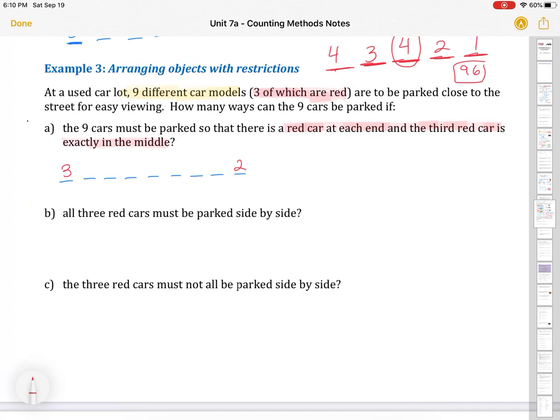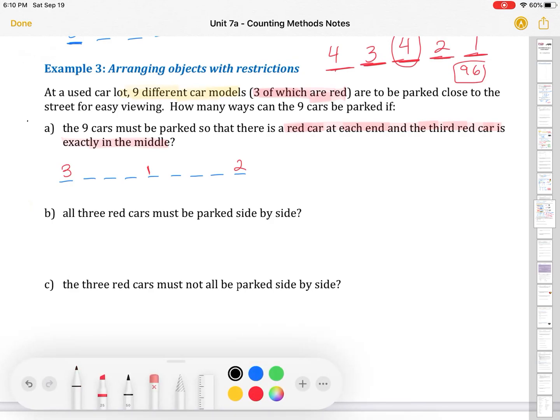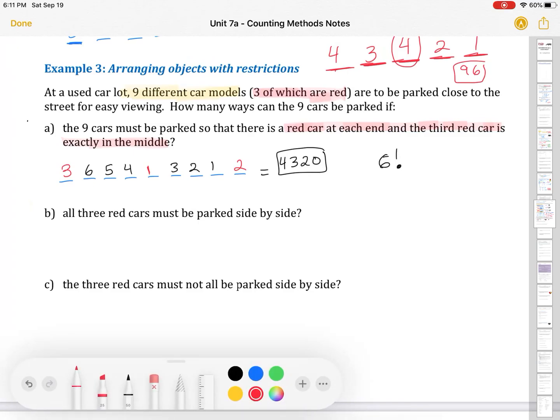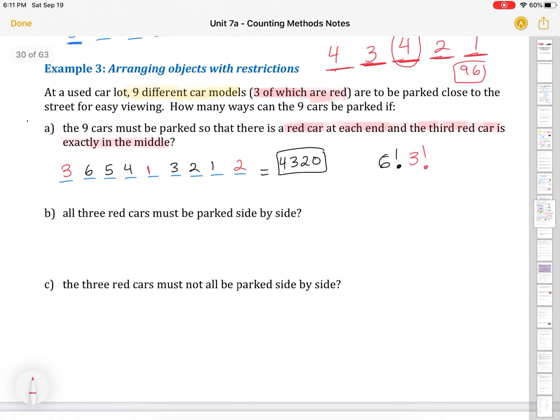So let's talk about our red cars. We've got 3 on the one end, 2 on the other end, and exactly in the middle we have the 3rd red car. Okay, now for the rest of the cars, which we don't know what color they are, there are 6 of them. So there's going to be 6 possibilities there, 5, 4, and then 3, 2, 1. Okay, if we multiply that through, we're going to get 4,320.